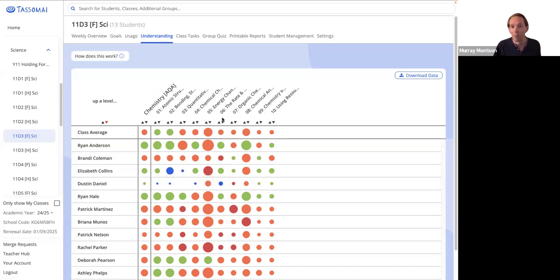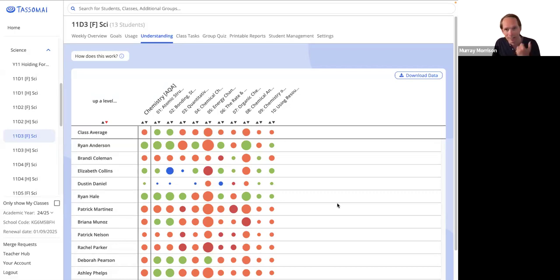But the other aspect is how big the dot is. That shows how much of the content they've seen. And that's important because a tiny blue dot here from Elizabeth indicates she's answered very well in the first couple of questions, but she's done very little of that topic. So it's not all that significant. Whereas this bigger blue dot is cause for a lot more celebration. Meanwhile, this big red dot is again cause for concern. So the size of the dot is how much they've seen. The color of the dot is their accuracy.